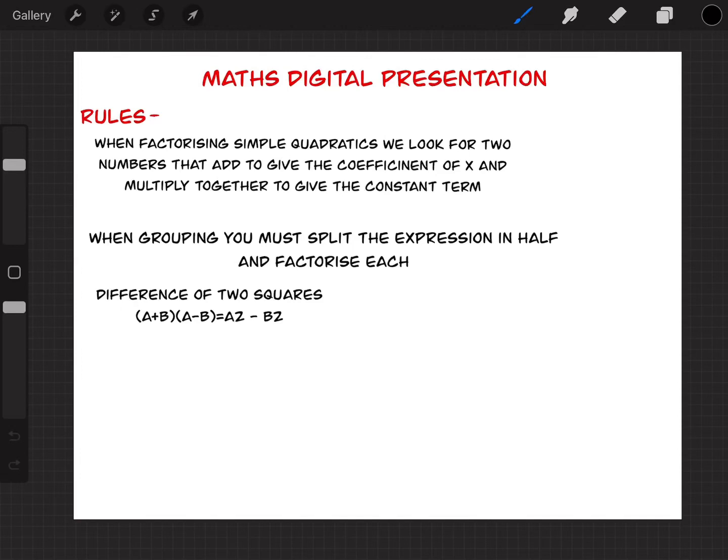A few steps we need to remember when factorizing. When factorizing simple quadratics, we look for two numbers that add to give the coefficient of x and multiply together to give the constant term. When grouping, you must split the expression in half and factorize each. And remember difference of two squares: in brackets a plus b, in brackets a minus b, equals a to the power of 2 minus b to the power of 2. Now let's begin the questions.